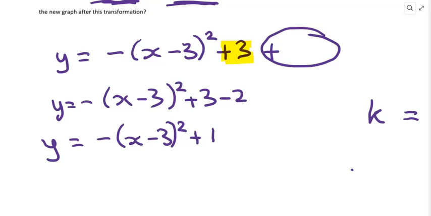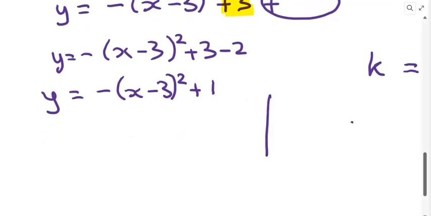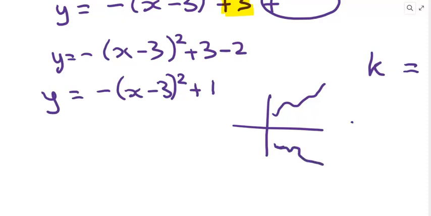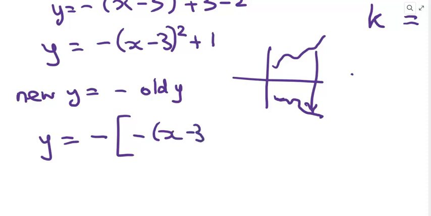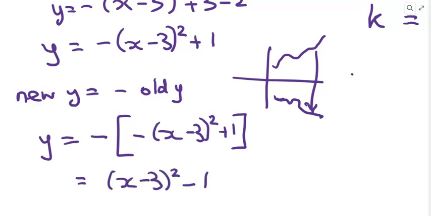Now, if we want to reflect anything in the x-axis, suppose that we had a line up here like this. If we want the mirror image, it's down here like this. So to shift this to this, we have the new y is equal to the negative of the old y. That makes doing reflections in the x-axis also really easy once you spot that. So our new y is going to be the negative of the old y, which is this one here. And that gives me (x minus 3) squared minus 1.